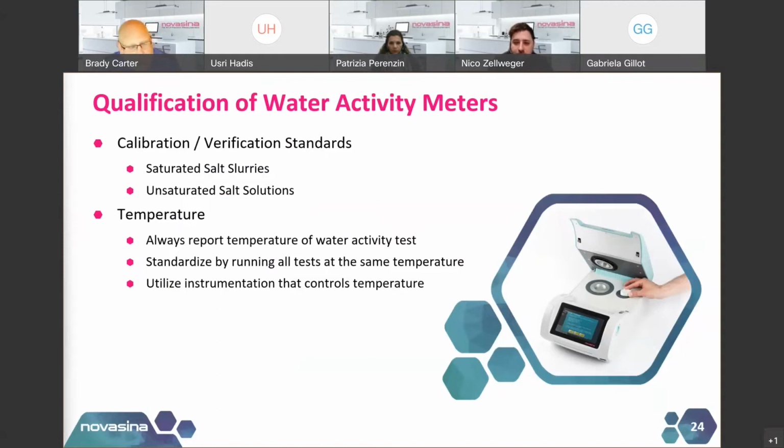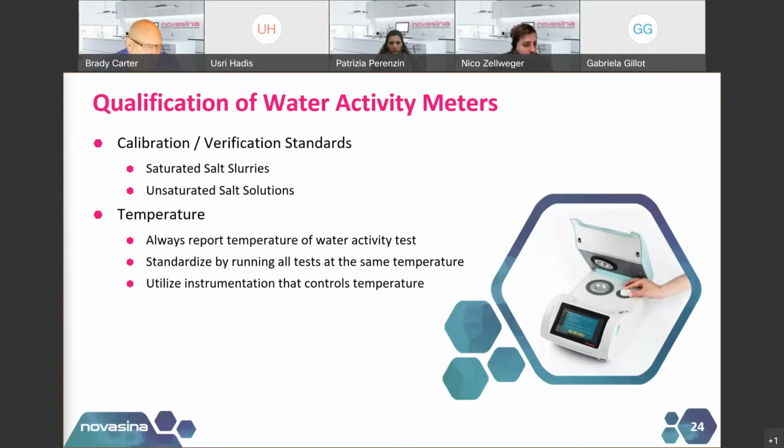You can also use unsaturated salt solutions. So these are still salt solutions, they just aren't at saturation. The concentration's controlled to match the water activity. The other important thing again is temperature. Water activity always has to be reported with a temperature. If it's not reported with a temperature, it's meaningless because it can never be replicated, because you have to know the temperature at which it was measured in order to replicate it.